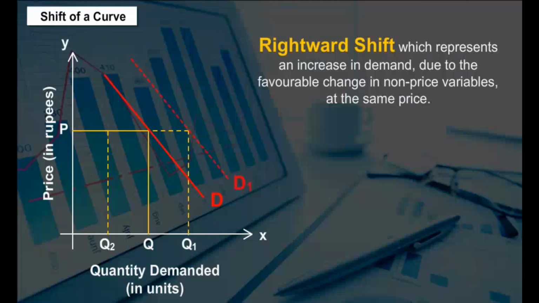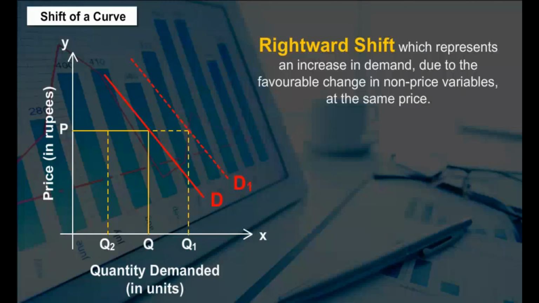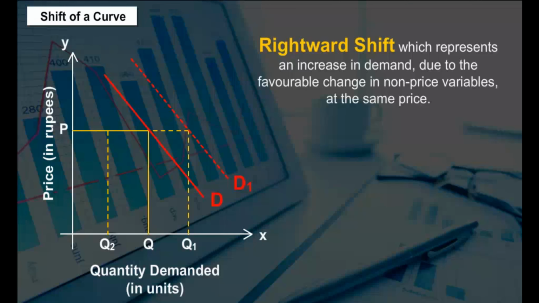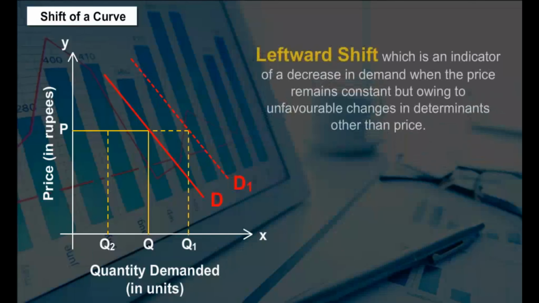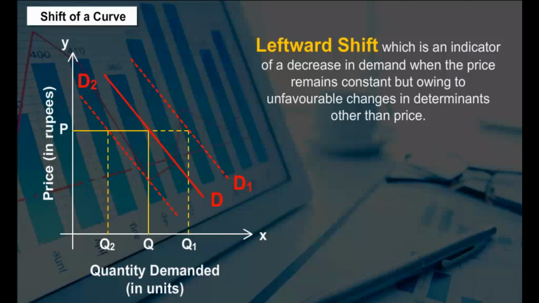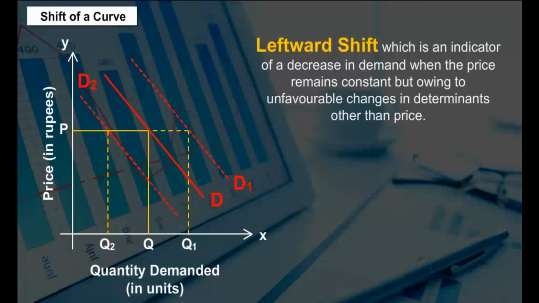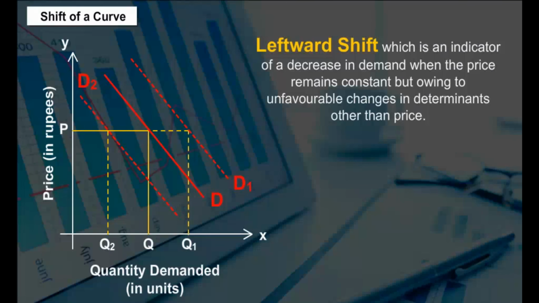Rightward shift, which represents an increase in demand due to the favorable change in non-price variables at the same price. 2. Leftward shift, which is an indicator of a decrease in demand when the price remains constant but owing to unfavorable changes in determinants other than price.